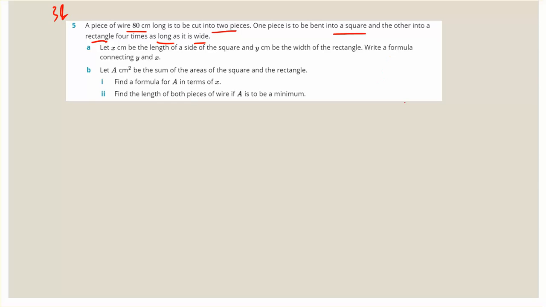So x for the square, and for the rectangle, we know that the width is going to be y and the length, it says it's 4 times as long as it is wide, so it's 4y. So we need to write an equation connecting y and x together.